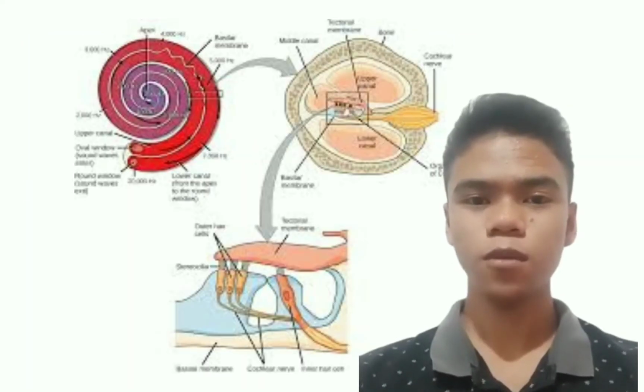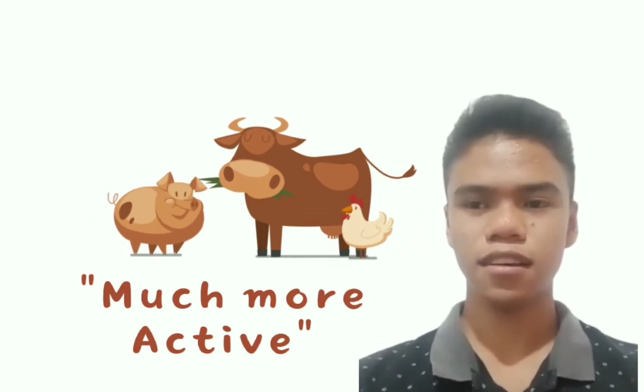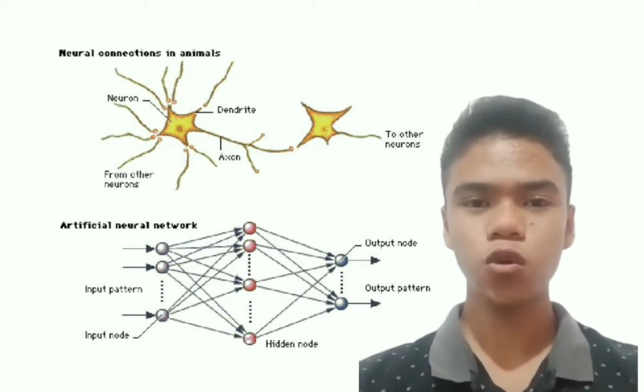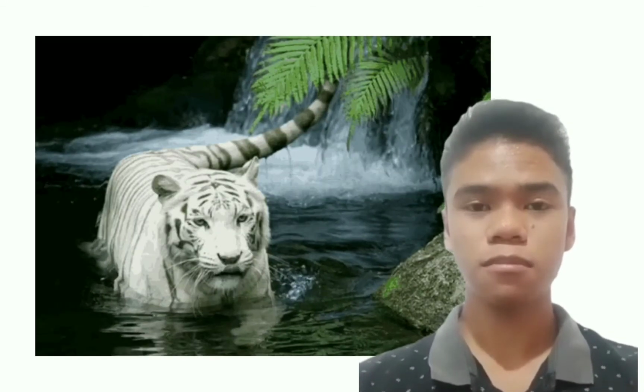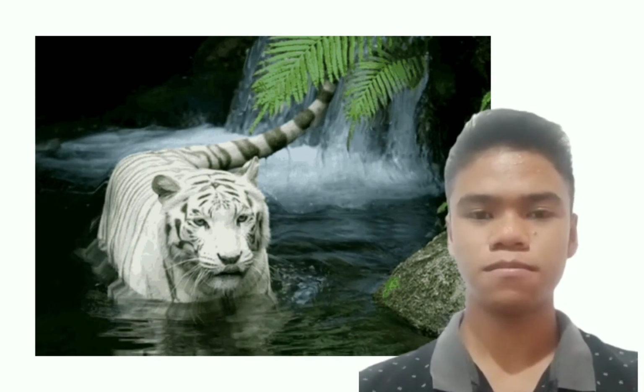The sensory and motor mechanisms of animals are much more active compared to plants. They have a much more advanced neural network, and it allows them to perform tasks and sense their surroundings in real time.